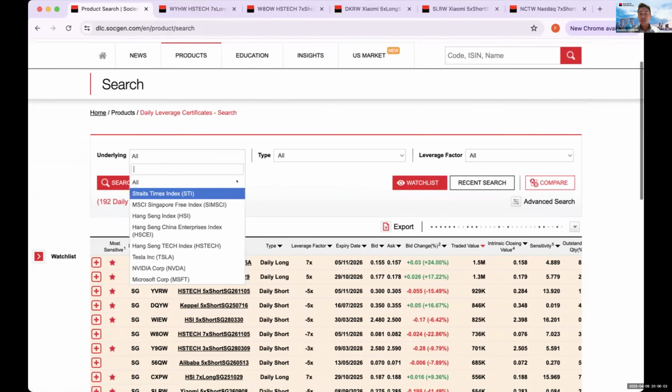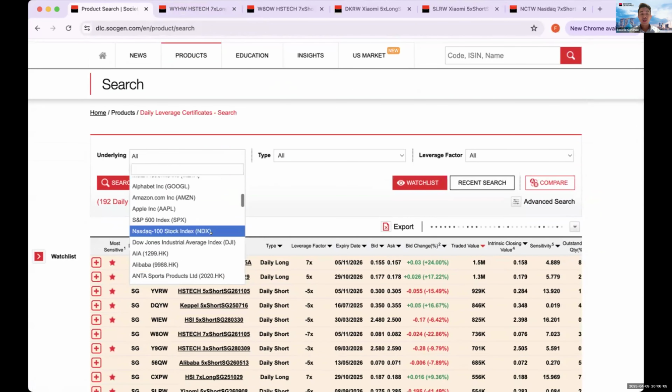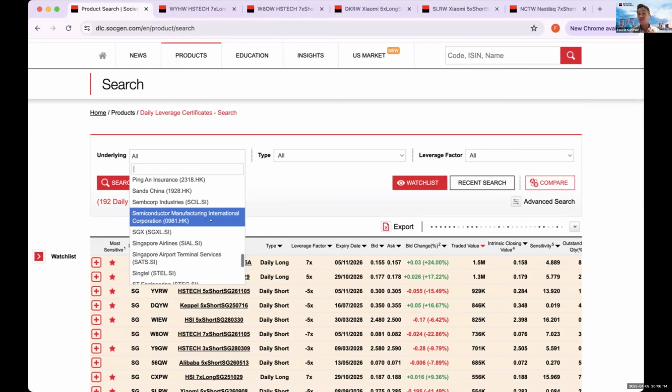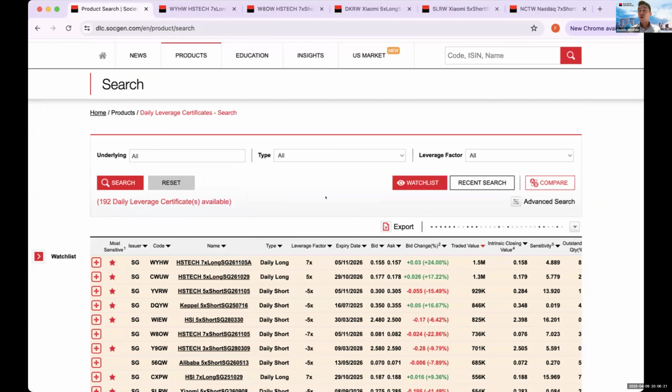There's an underlying filter over here for you to choose between a wide range of US, Singapore, Hong Kong indices, or even US, Singapore single stocks as well. So we have a long list of underlying assets that you can gain exposure to using the DLC. For the index DLCs, it's all capped at 7 times leverage. So we have 3 times, 5 times, or even 7 times leverage for the index DLCs. For single stock underlying DLCs, it is only 5 times leverage.